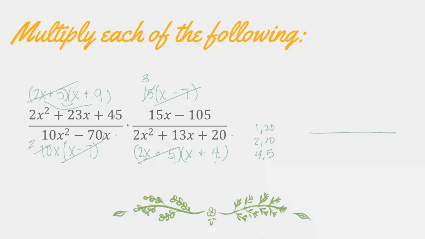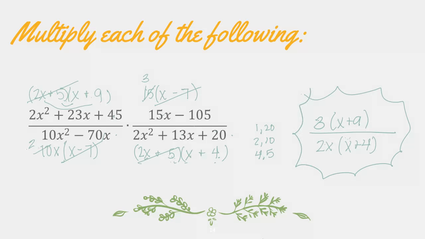On top, I have 3 and x plus 9. On bottom, I have 2x and then x plus 4. And that is my final answer. So I multiplied through after factoring and canceling.